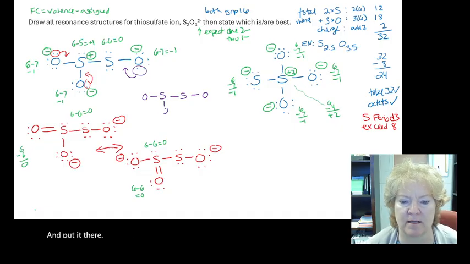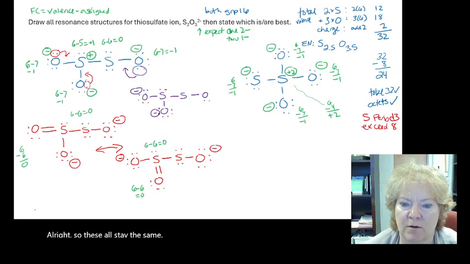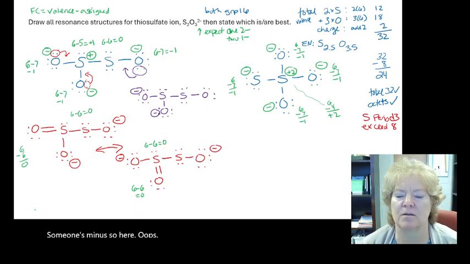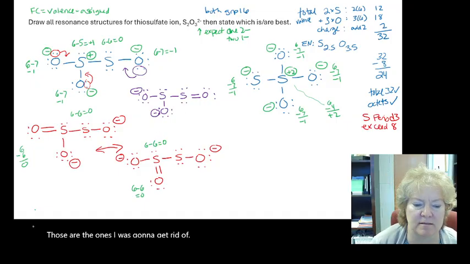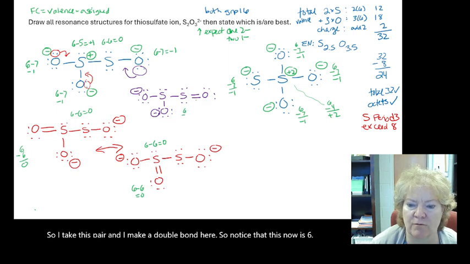All right, so these all stay the same. This one was minus. So here, oops, those are the ones I was going to get rid of. So I take this pair and I make a double bond here. So notice that this now is 6 minus 1, 2, 3, 4, 5, 6, 7. So that's a -1. And this is now 6 minus 6, which is 0.